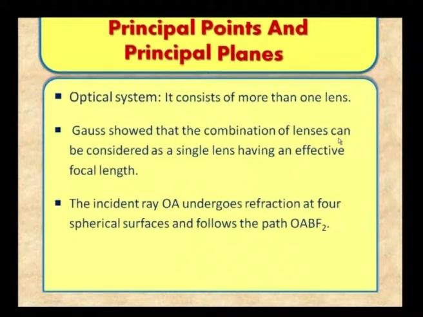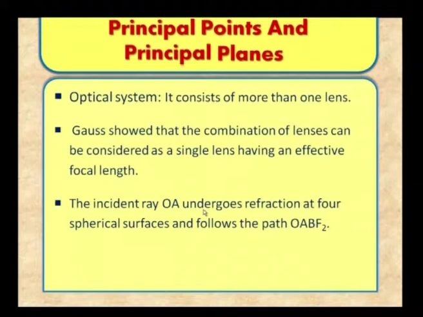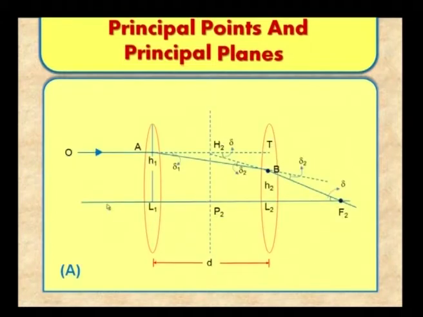Gauss showed that a combination of lenses, as I told you, can be considered as a single lens having an effective focal length. The incident ray, which I am showing in the next diagram, is the incident ray OA, which is incident on the lens, undergoes refraction at 4 spherical surfaces and follows the path OABF2. I will go to the 2 lenses. As I told you just now, when a ray of light tries to pass through a 2 lens system, maybe objective and eyepiece, it comes across 4 refracting surfaces.